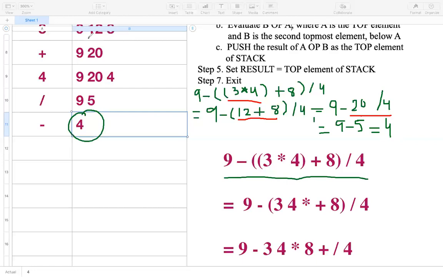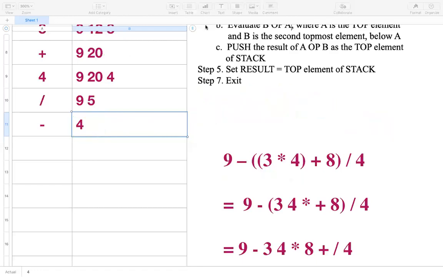See, we have got a 12 here. We have got a 8 here. So 12 plus 8 gives us a 20. We have got a 20 here. 12 by 4 gives us 5. We have got a 5 here. And ultimately, we have got this result to be 4. So this is the algorithm for calculating the result of a postfix expression.